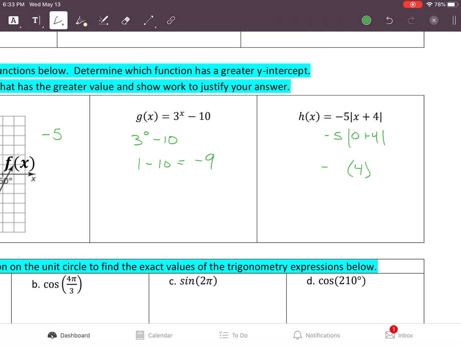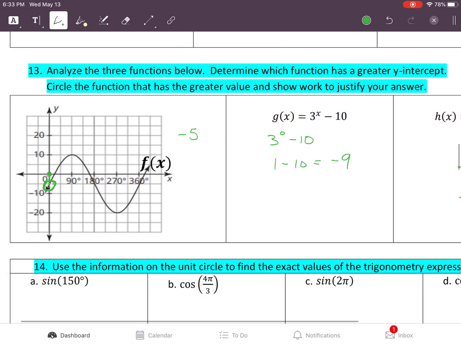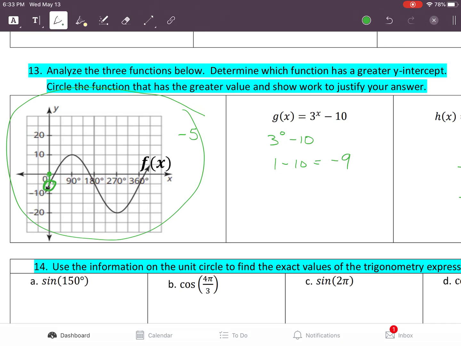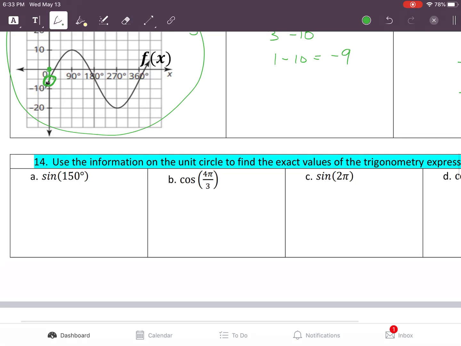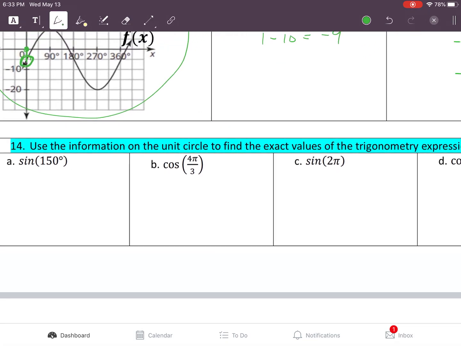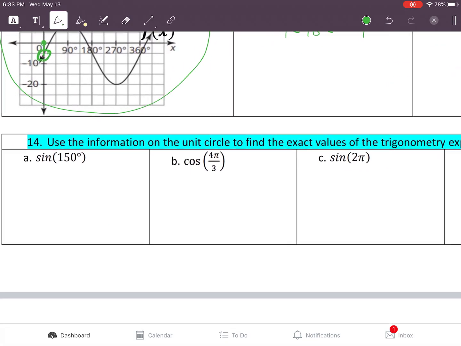So we have 4 times negative 5, and negative 5 times 4 is negative 20. Okay, so out of all of these, this function has the greatest y-intercept.